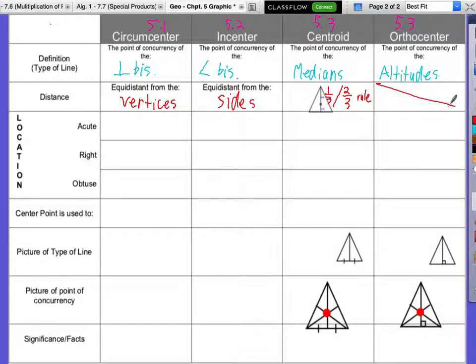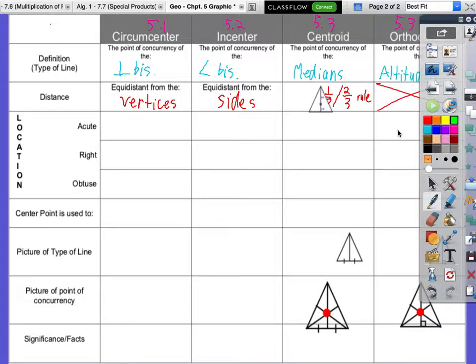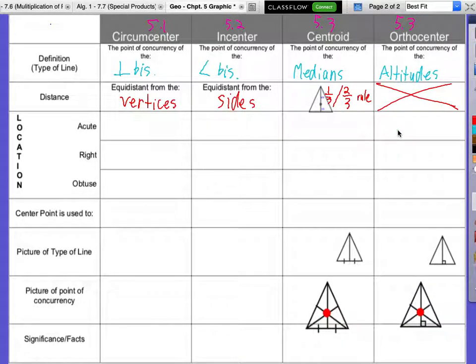We don't have anything for distances with the altitude. With the orthocenter, nothing with the distances for the orthocenters. Oh my gosh. Location. We're going to do all three locations, and then we're going to move on to the next.